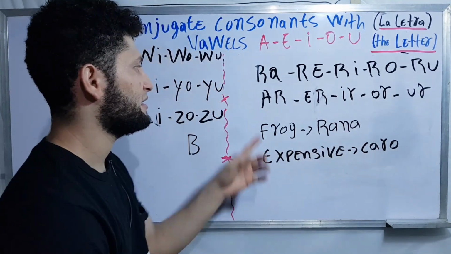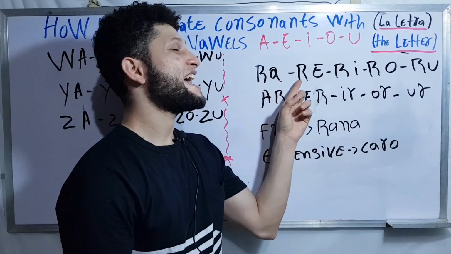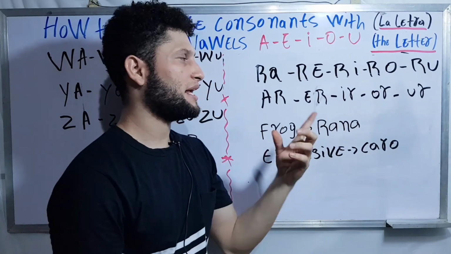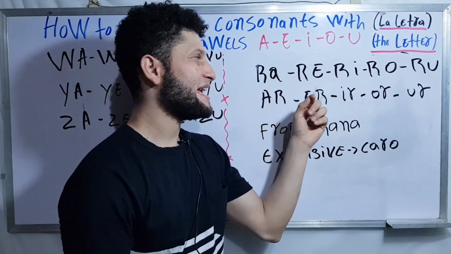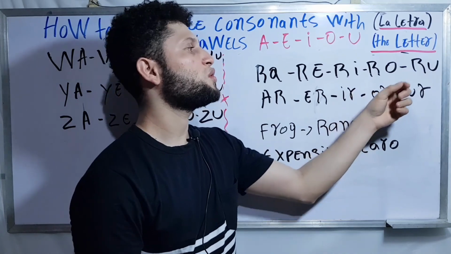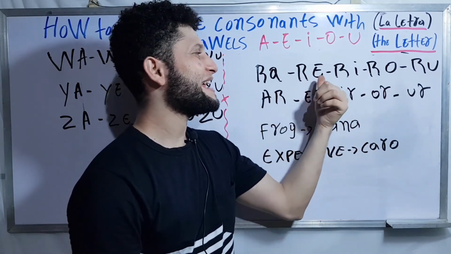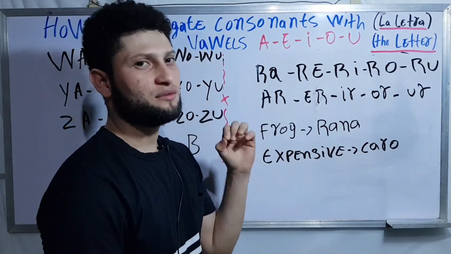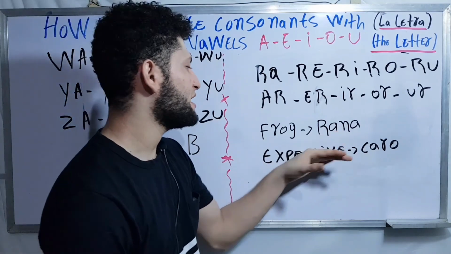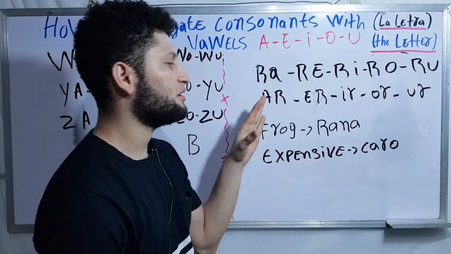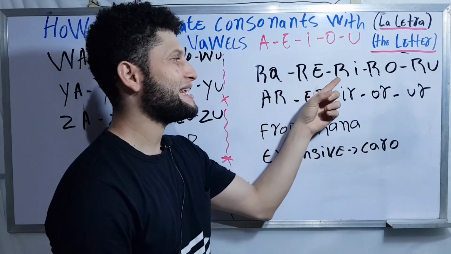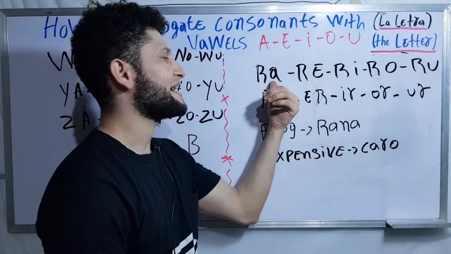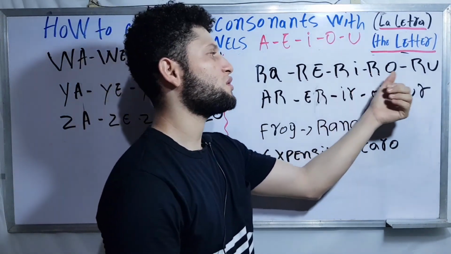In this case it is ra, re, ri, ro, ru. Once again, ra, re, ri, ro, ru. This is the pronunciation, but remember, if it's not at the beginning of the word, you will pronounce it one way, but if it's at the beginning, you will pronounce it the other way.